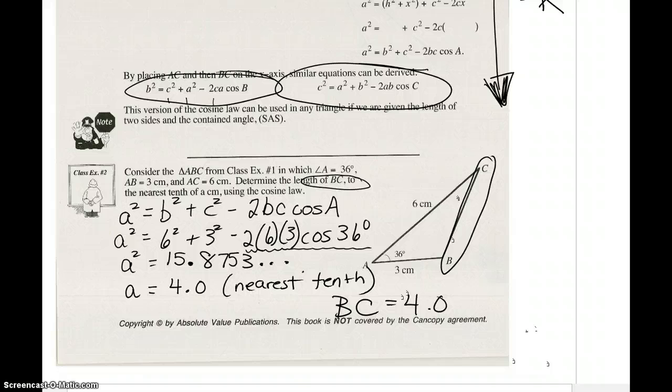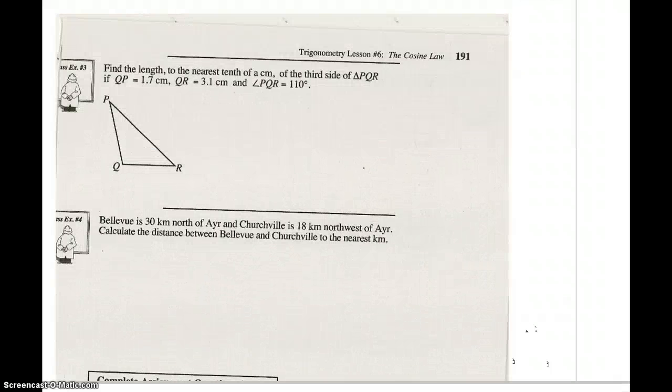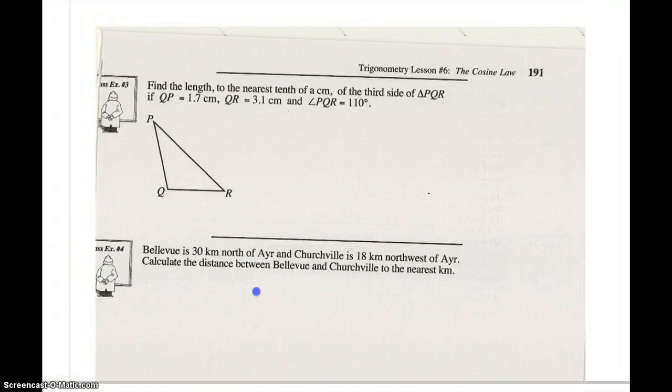All right, we're going to just continue. We're going to just do 2 more questions and then we'll stop. The next 2 questions, again, very similar. You're given a whole lot of information and you need to find a side or an angle. And in this case, it says find the length to the nearest centimeter of the third side of the triangle PQR. So PQR is the triangle.